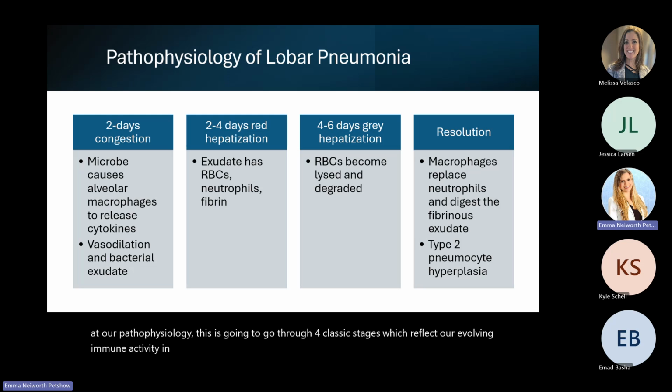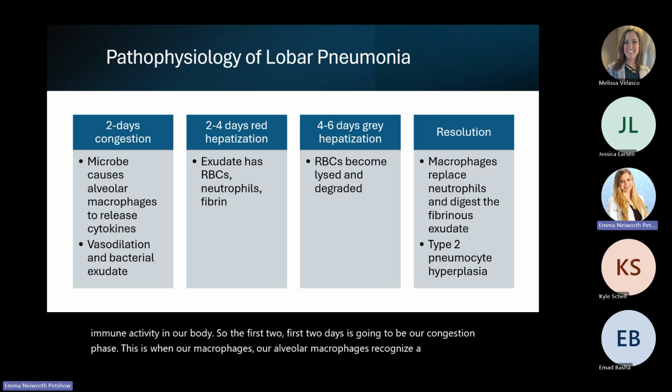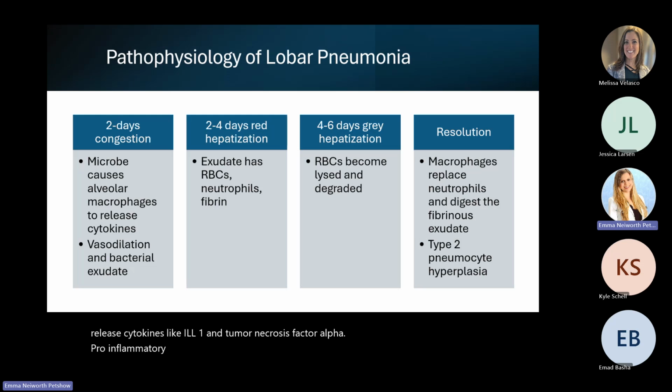So the first two days is going to be our congestion phase. This is when our alveolar macrophages recognize a pathogen. They release cytokines like IL-1 and tumor necrosis factor alpha, your pro-inflammatory cytokines that cause systemic inflammation. That's going to lead to vasodilation, so increased blood flow to the area, and increased capillary permeability to allow cells to move in and out of those spaces. So that's going to be your congestion stage, first stage.